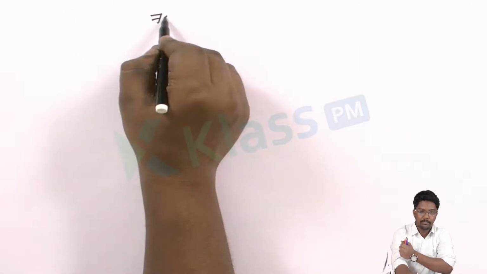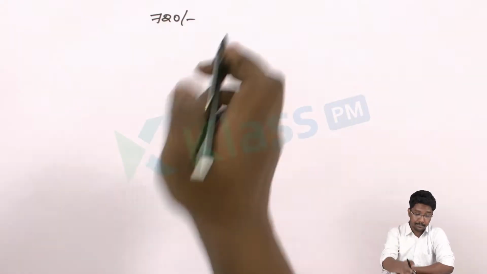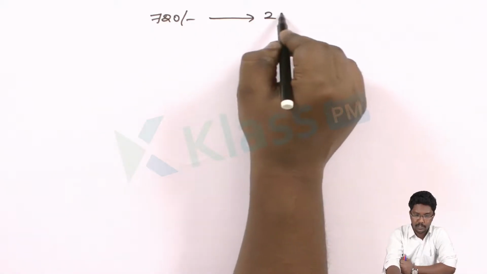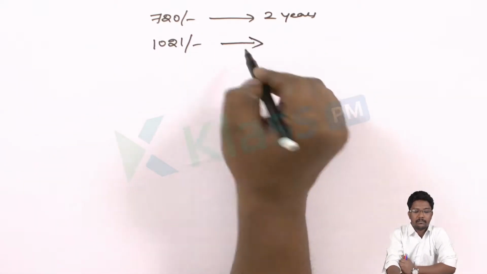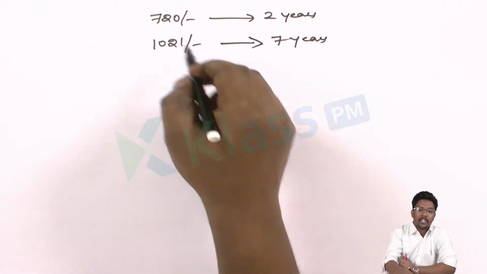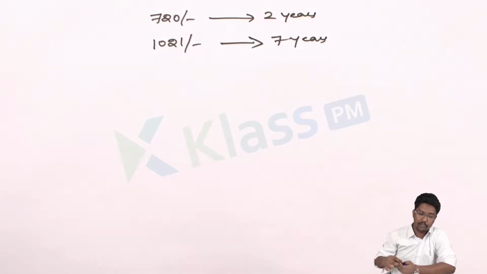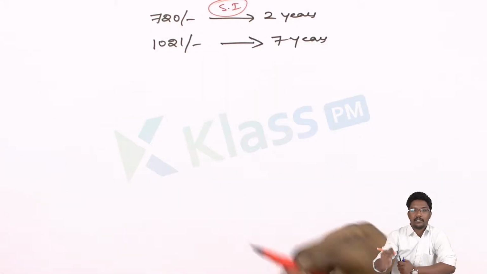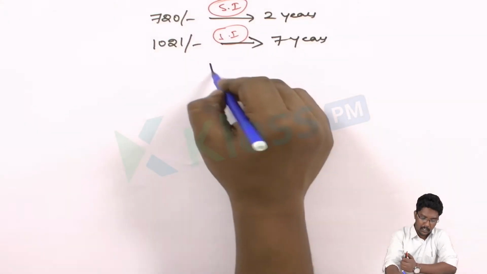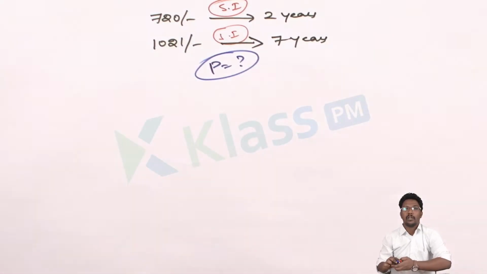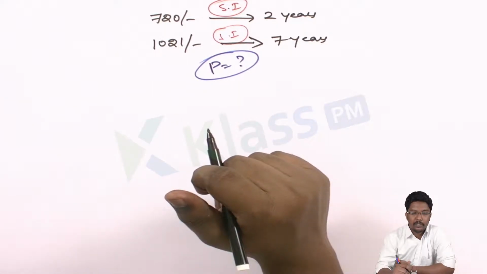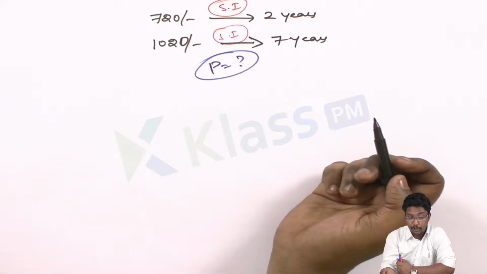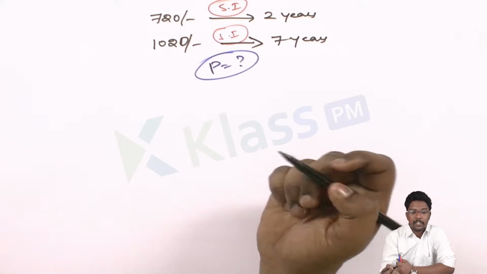Same type of problem. 720 rupees as the amount for 2 years, and 1020 rupees for 7 years. Okay, the interest is calculated only on the basis of simple interest. What is the principal? What is the initial amount I borrowed from the bank? Okay. For 2 years it is 720 rupees. For 7 years it is 1020 rupees. What is the principal amount?